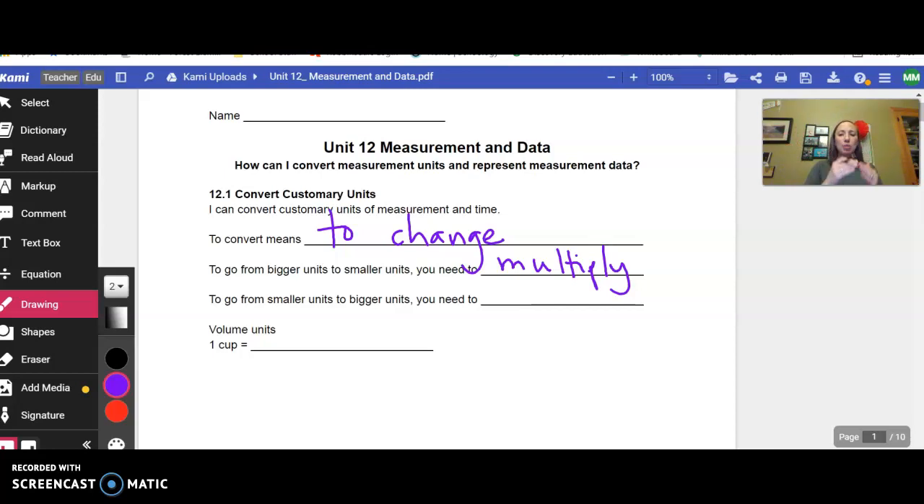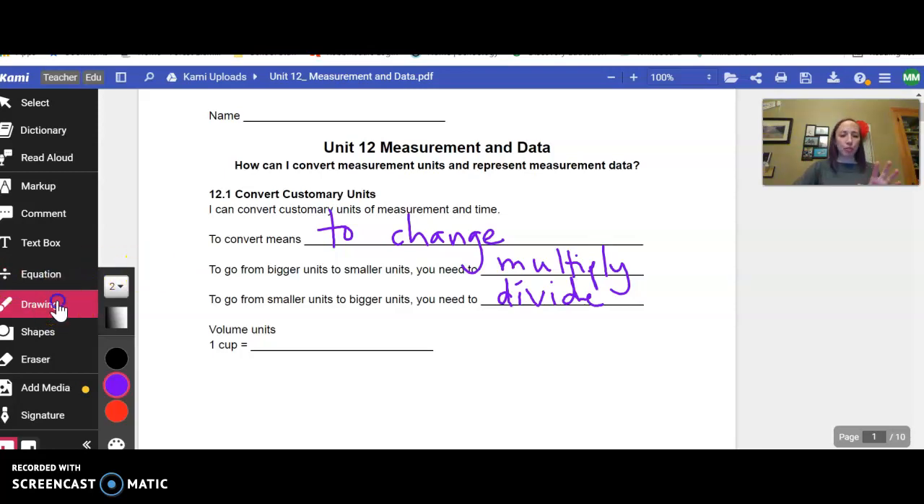Whereas if we're going from smaller units to bigger units, we need to divide. So if I said 480 seconds, how many minutes is that? Well, I'm going from something smaller to bigger, so I need to divide that 480 by 60 seconds in a minute to figure out how many minutes. Usually if you do the wrong one, you get an answer that doesn't make sense. So just make sure you're thinking about, does this make sense?